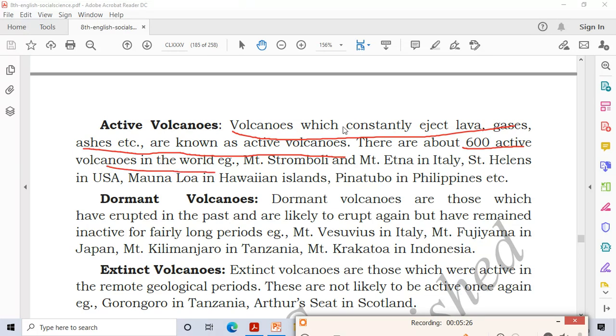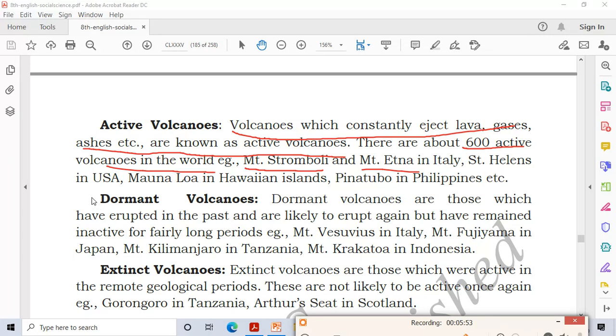Examples of active volcanoes are Mount Stromboli, Mount Etna in Italy, St. Helens in USA, Mauna Loa in Hawaiian Islands, Pinatubo in Philippines, etc. So you can remember these two, Mount Stromboli and Mount Etna. These two volcanoes you can remember for active volcanoes. So what is the definition? They will eject lava, gases, and ashes constantly, and there are about 600 active volcanoes.